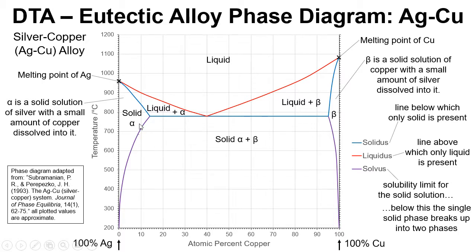So let's imagine we're somewhere here and we've got this alpha phase. If we cool that down, it then splits into two separate phases, the alpha and the beta. So it's the solubility limit for this solid solution.